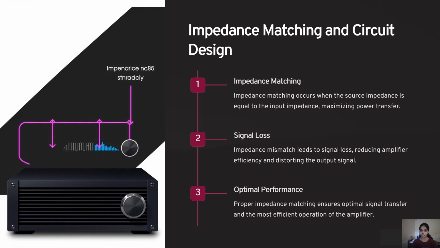Impedance matching and circuit design. Impedance matching occurs when source impedance is equal to the input impedance, maximizing power transfer. Signal loss. Impedance mismatch leads to signal loss, reducing amplifier efficiency and distorting the output signal. Optimal performance. Proper impedance matching ensures optimal signal transfer and the most efficient operation of the amplifier.